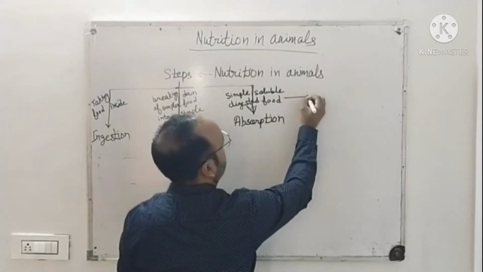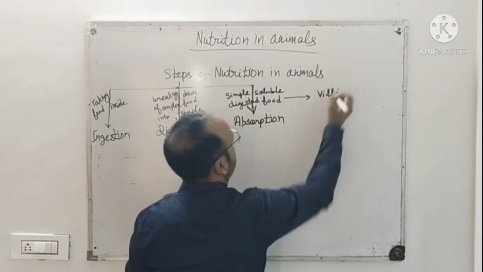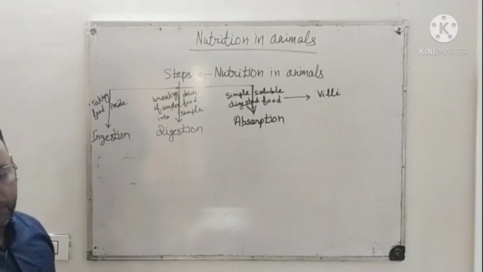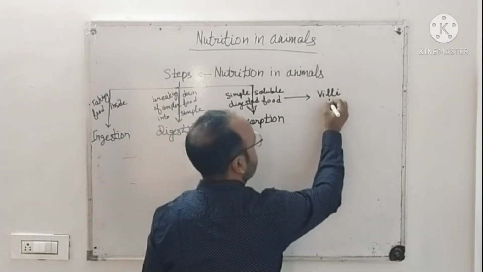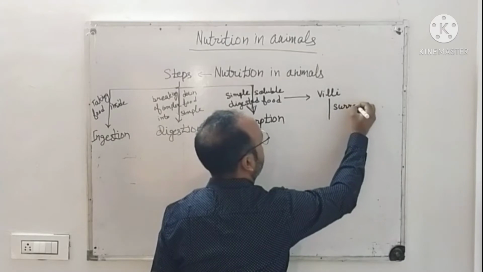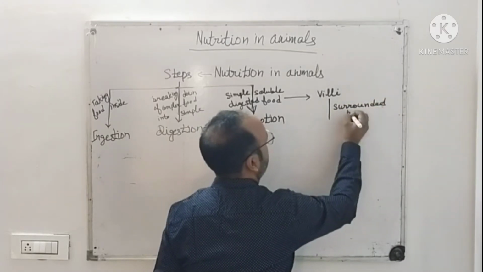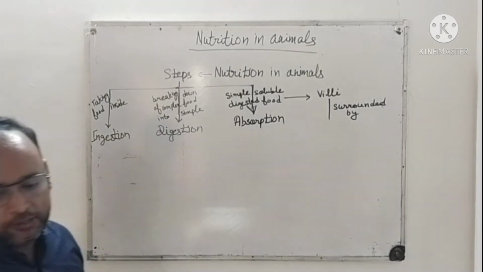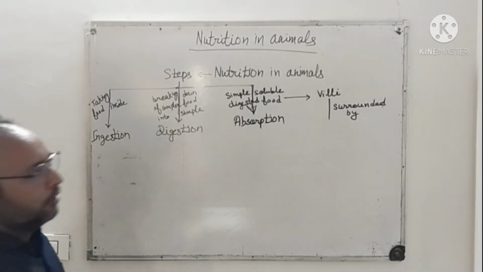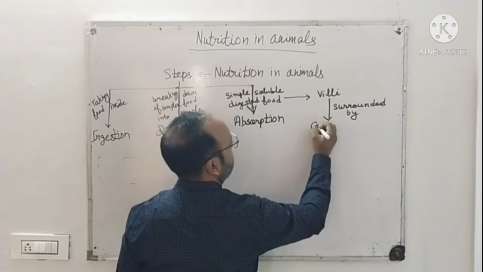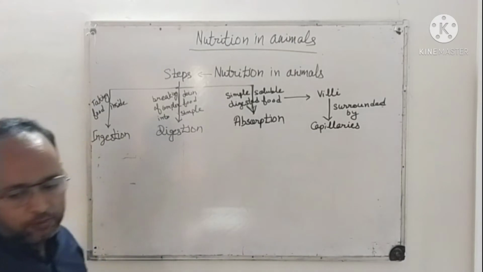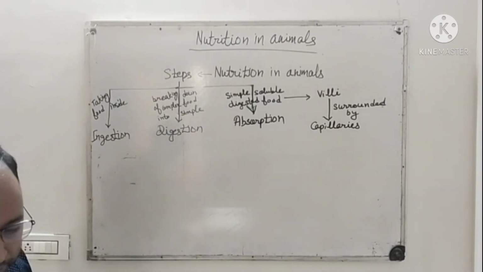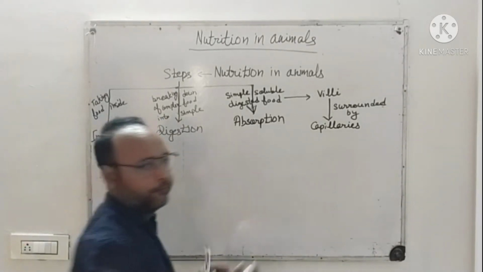This occurs with the help of finger-like projections present in the small intestine, that is villi, right? These villi are surrounded by some vessels that are known as capillaries. Right? These are surrounded by capillaries. And what is the function of capillaries? These carry digested food to different organs.